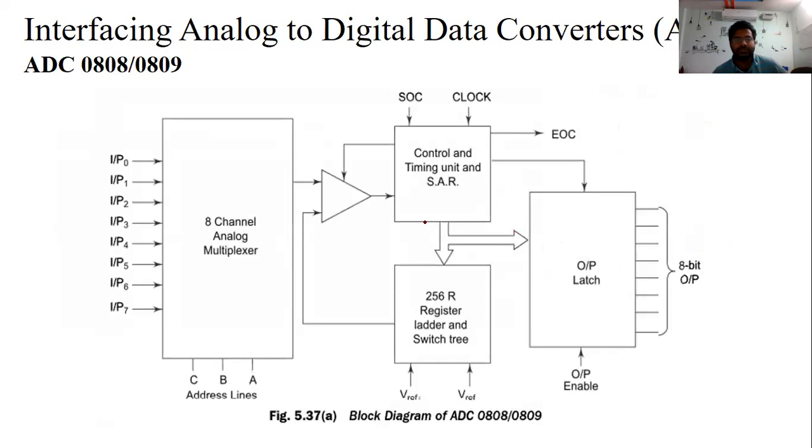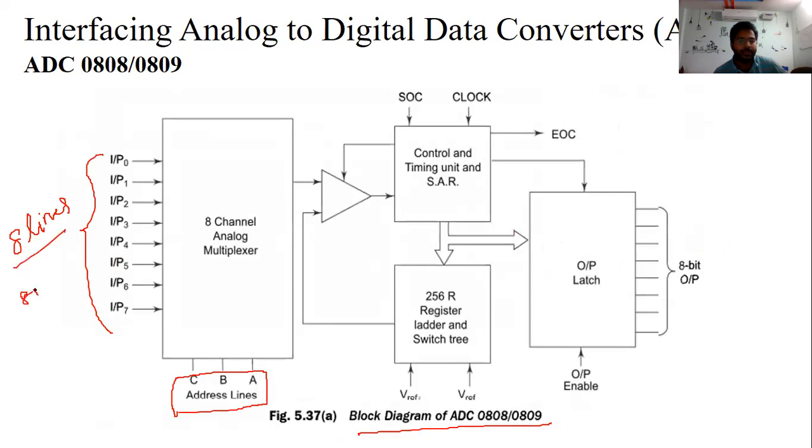Now see, this is the block diagram of the ADC. What we are discussing is the ADC. Now see IP0, IP1, IP2, IP3, IP4, IP5, IP6, IP7, again 8 lines. This is a 3 is to 8, an 8-channel analog multiplexer, a 3 is to 8 multiplexer.